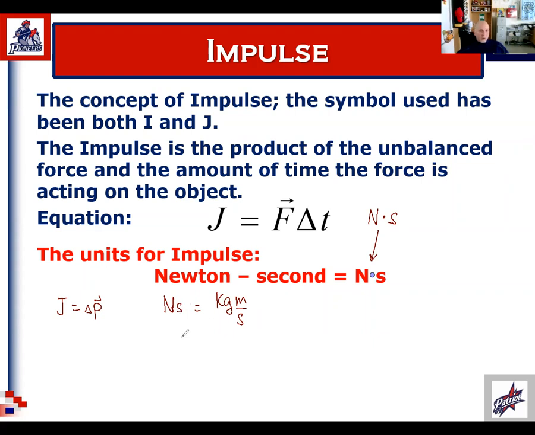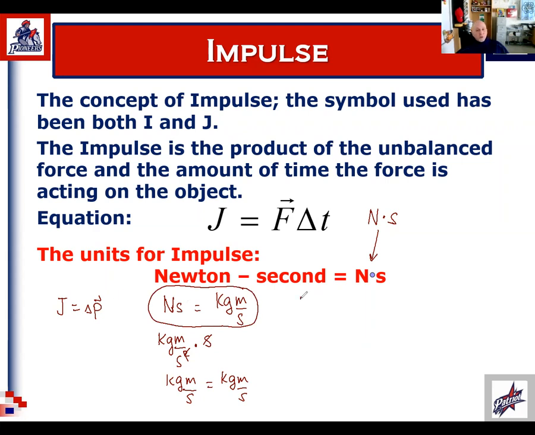And they are. But you've got to remember that a newton is a kilogram times a meter per second squared. And then we're multiplying that by the second. So it cancels off one of these, and what am I left with? A kilogram times a meter per second, which is the same thing as momentum. So there's two ways to write the same unit.